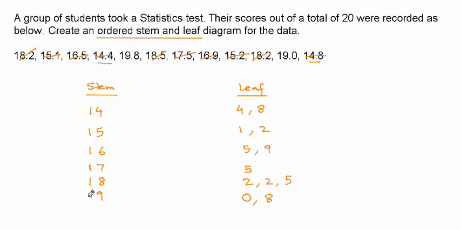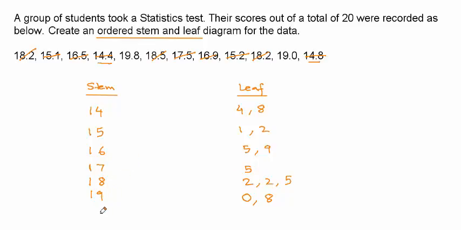So this one is an ordered stem and leaf plot. Ordered because the numbers on the leaf side are ordered. We have 4, 8, 1, 2, 5, 9, 2, 2, 5 and so on. Smallest to largest for each stem.